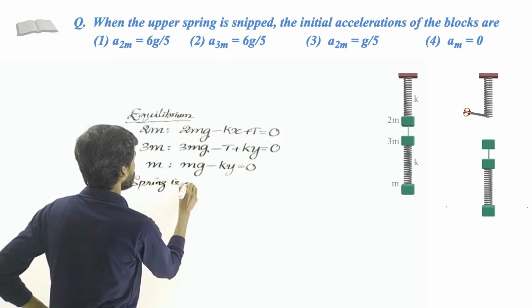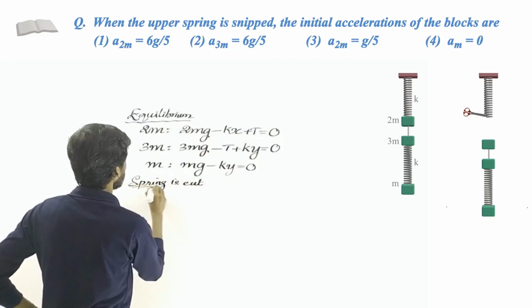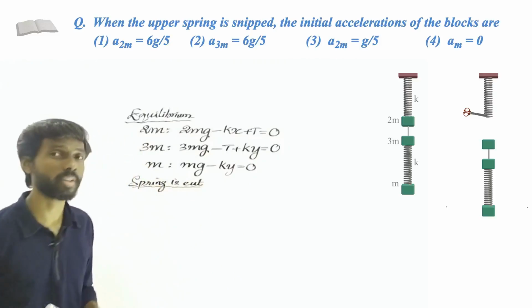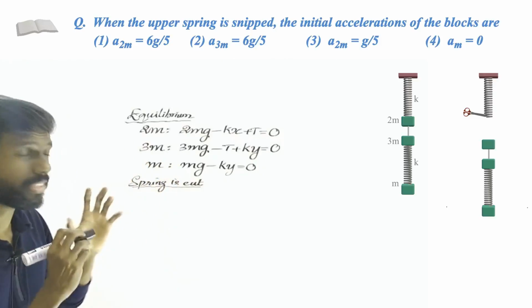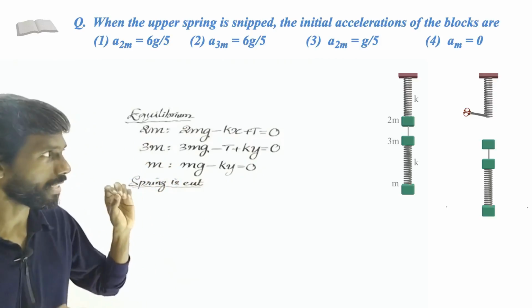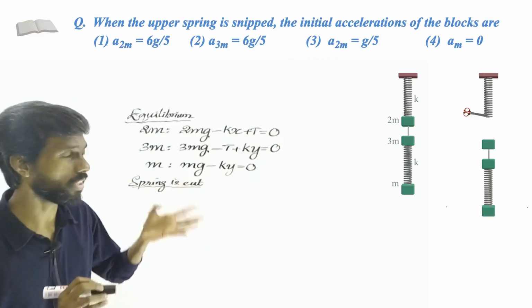Now this time the upper spring is cut. The spring is cut. So immediately, what is the acceleration? Let us find it. Here, when the spring is cut, the situation is a little different. When the spring is cut, immediately the tension will not become 0.